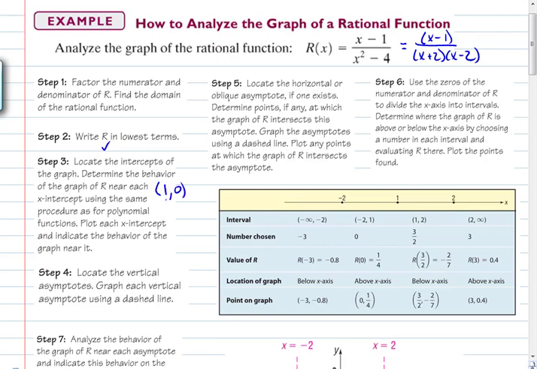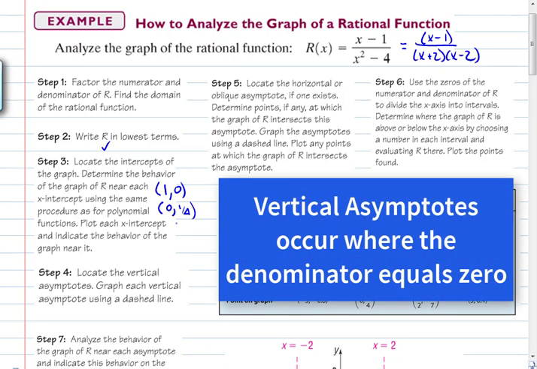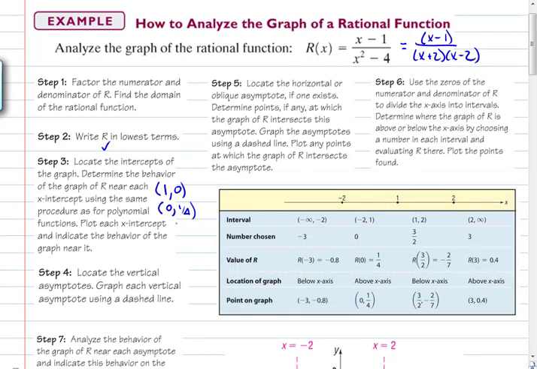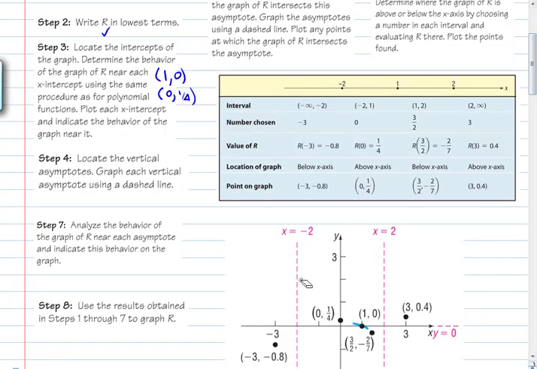So that's your x-intercept. How do we get our y-intercept? Let x be 0. So our y-intercept is going to occur at 0, negative over a negative is positive 1/4. Step 4, locate the vertical asymptotes and graph each vertical asymptote using a dashed line. So here's our vertical asymptotes at -2 and 2, and we're using a dashed line. We have vertical asymptotes at x equals plus or minus 2.